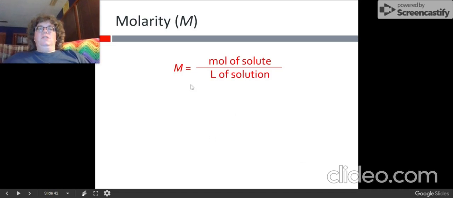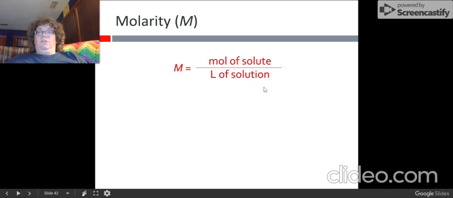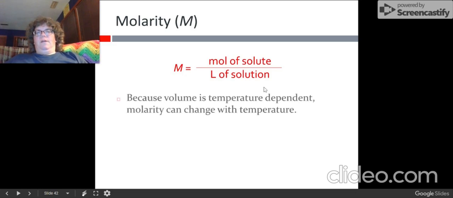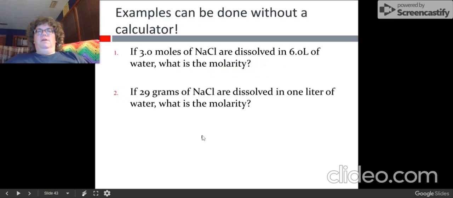The equation to calculate molarity looks like this. Molarity equals moles of solute divided by liters of solution. And one thing we need to remember, because volume can change with temperature, molarity also can change with temperature. So that's something to keep in mind. Occasionally that'll become important when you're working through some problems.